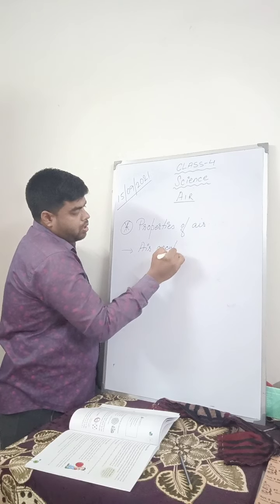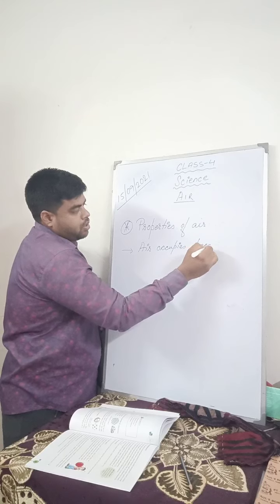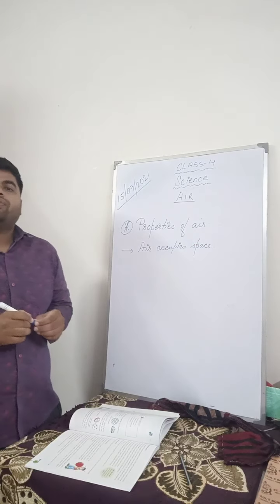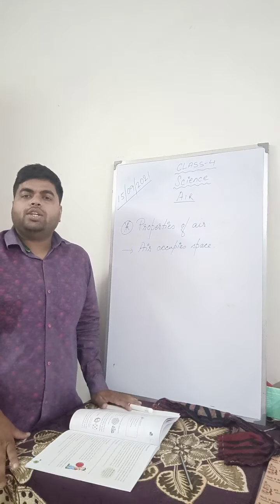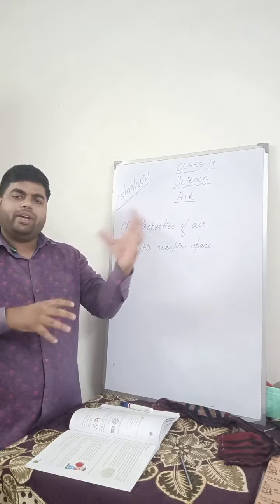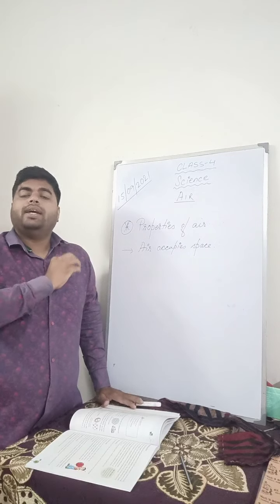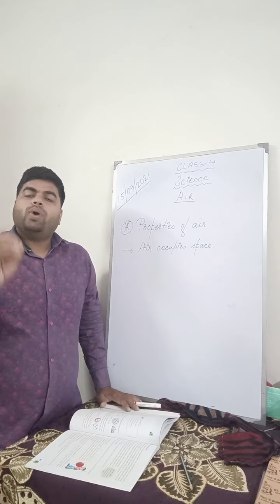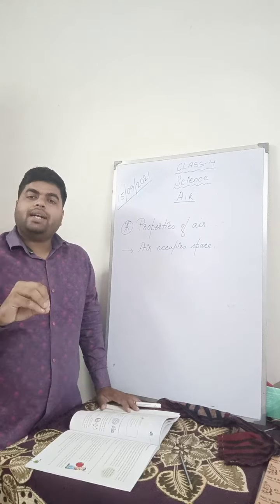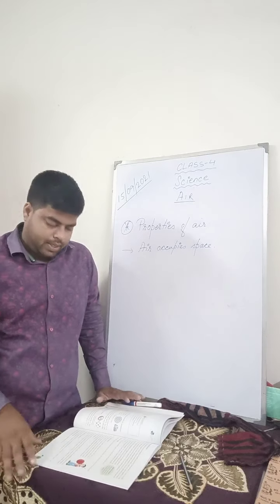Air occupies space. Because the particles of air are very loosely packed, they do not have any intermolecular attraction. The particles are not closely packed, they are very far away from each other. That is why air has the ability to fly in any direction. And wherever there are empty spaces, that empty space is occupied by air. This is the property of air.